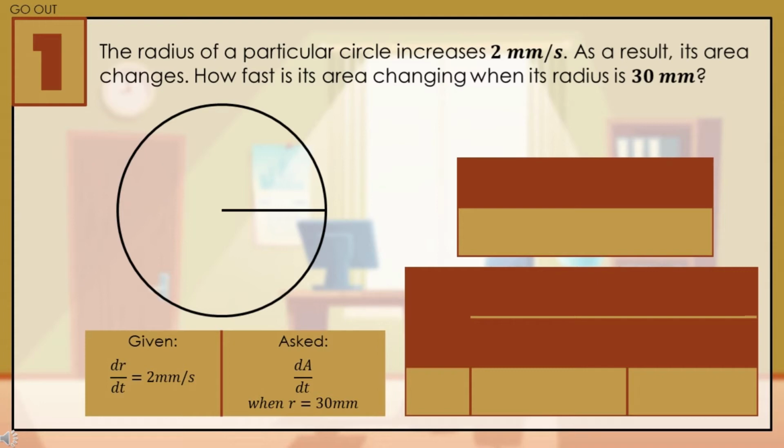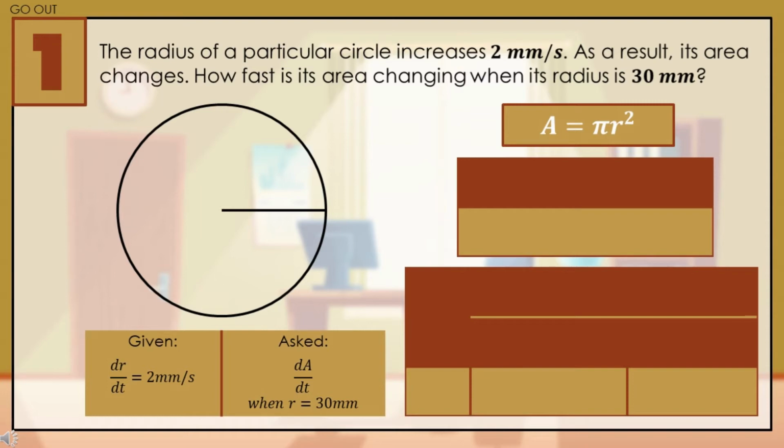Now, we must relate the 2 variables A and r together to find an equation to use. One equation we can use is the formula in finding the area of a circle. The area of a circle is equal to pi r squared. As you can see, this formula has 2 variables A and r, which are in the problem. However, we should not substitute yet, since we are talking about rates.